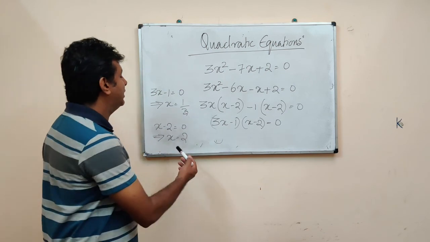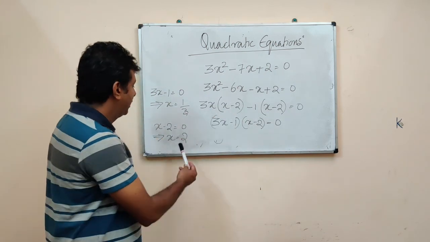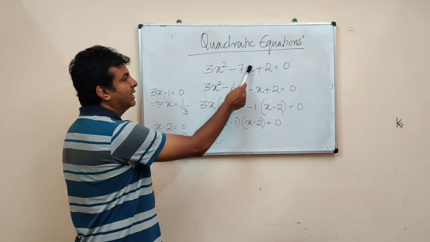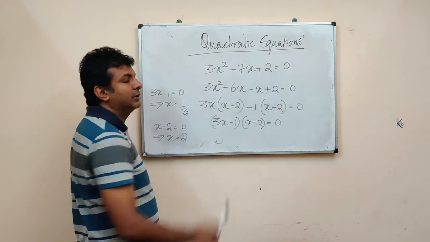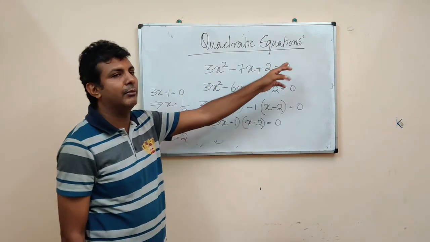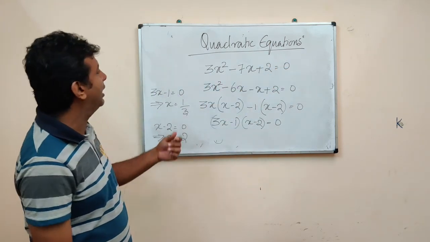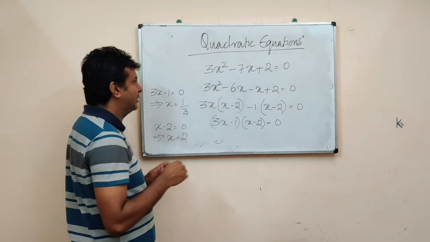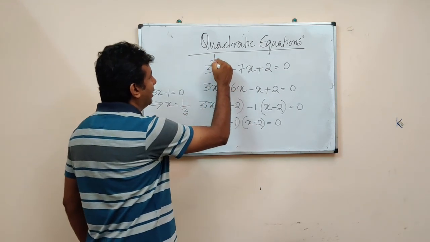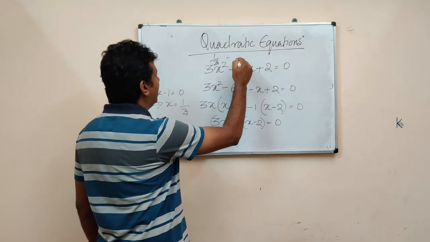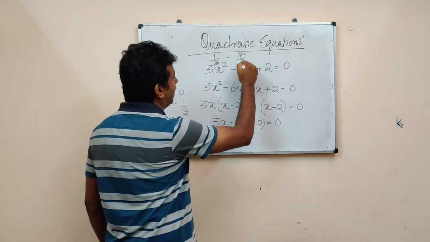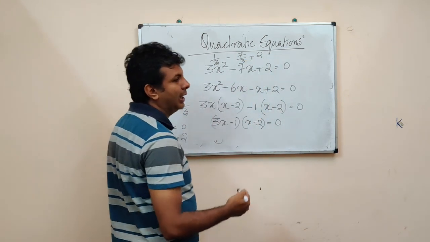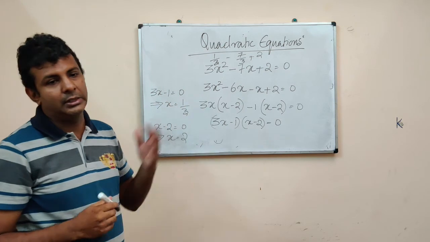Once you get the roots, please check whether these work. Okay, so substitute 2 here. 3 into 4 is 12, minus 7 into 2 is 14, plus 2, that will yield 0. 12 minus 14 plus 2 equal to 0. Put 1 by 3. 1 by 3 square will be 1 by 9, so 3 times that total will be 1 by 3. Minus 7 into 1 by 3, that is 7 by 3, plus 2. 2 can be written as 6 by 3. So the sum will again be 0 itself.